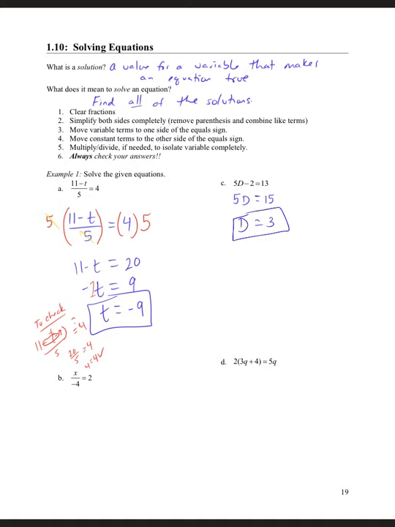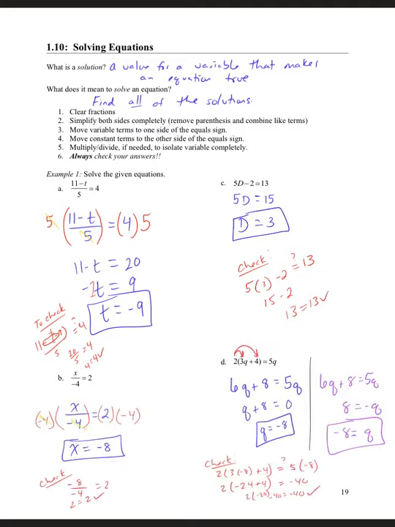And then just like we said before, you always want to check your answer. So to check this, we want to take 5 times 3, subtract a 2, and ask ourselves, is that 13? Well, this would be 15 minus 2, which is 13, so we know we did it correctly. Now what I want you to do is pause the video and try out letters B and letter D and then check your answers with mine.